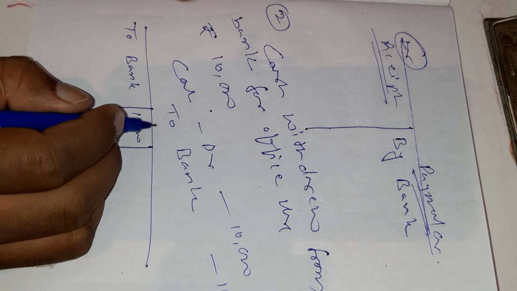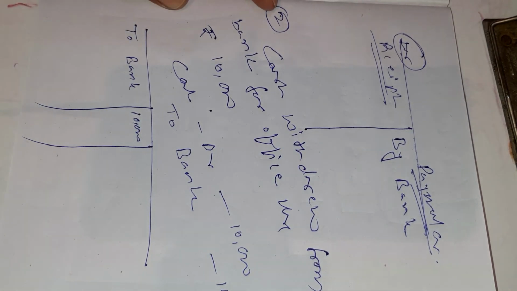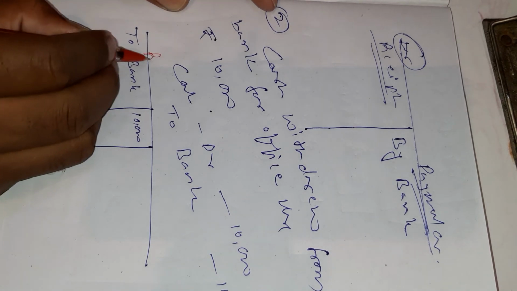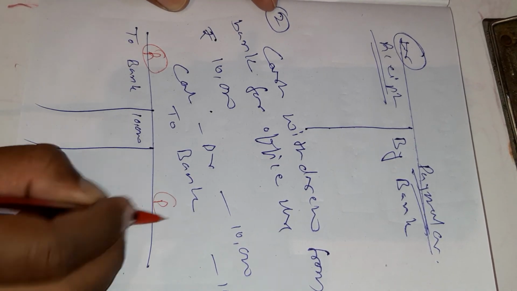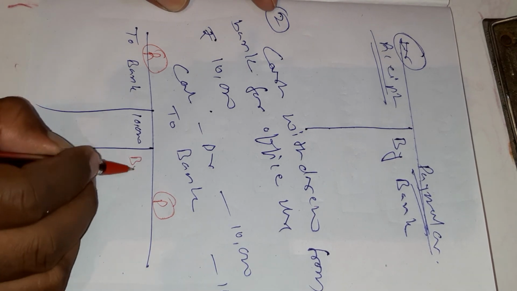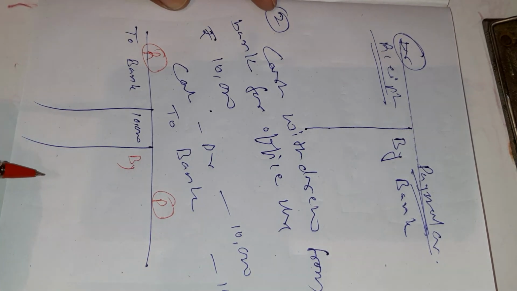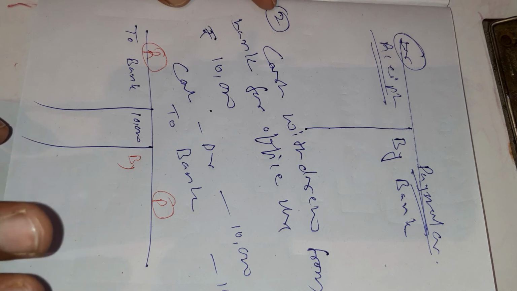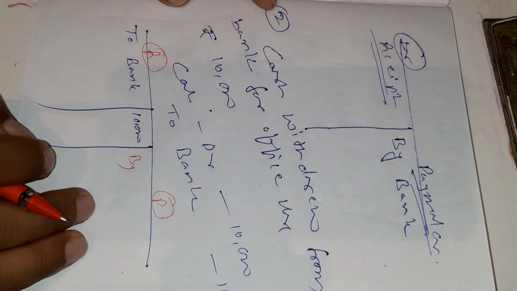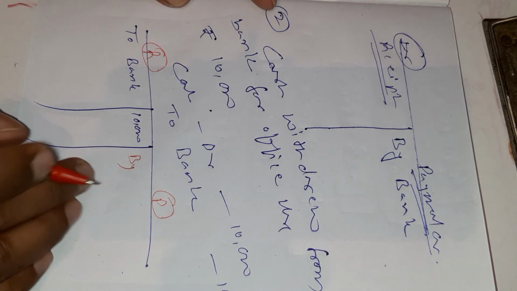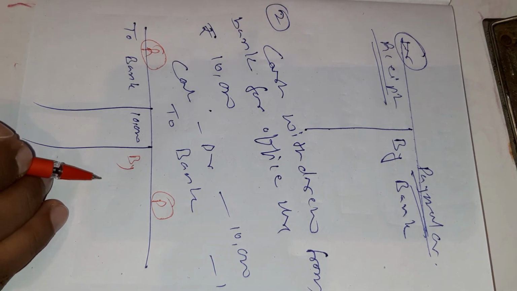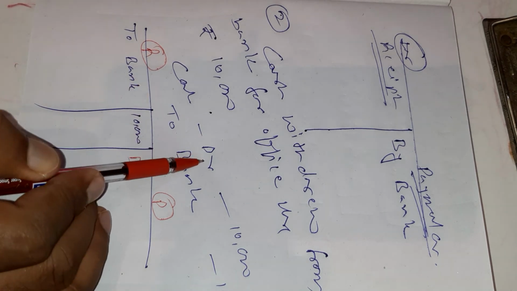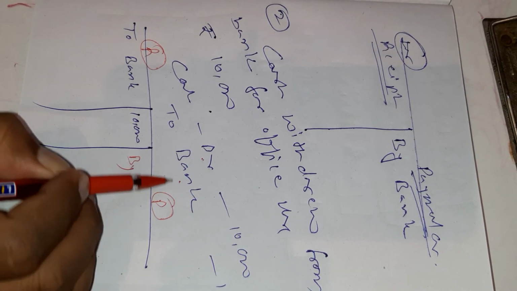Try to understand. This is the receipt side, this is the payment side. This is by, this is to. Try to understand the concept. In this transaction, the cash account is to be debited and the bank account is to be credited.